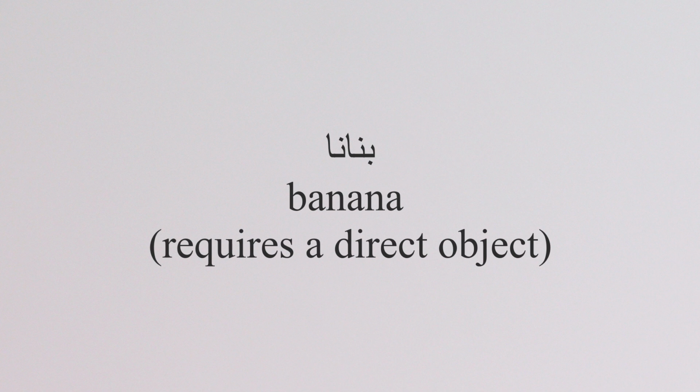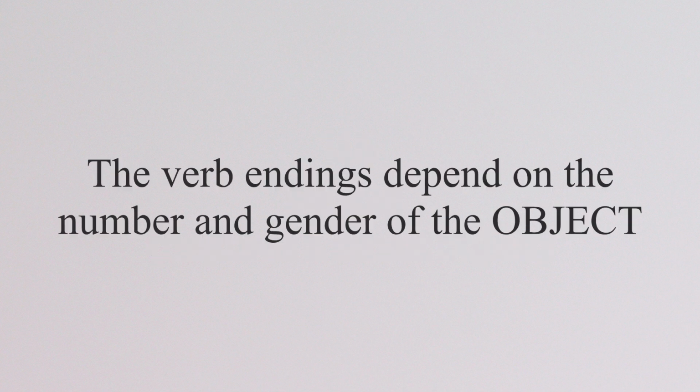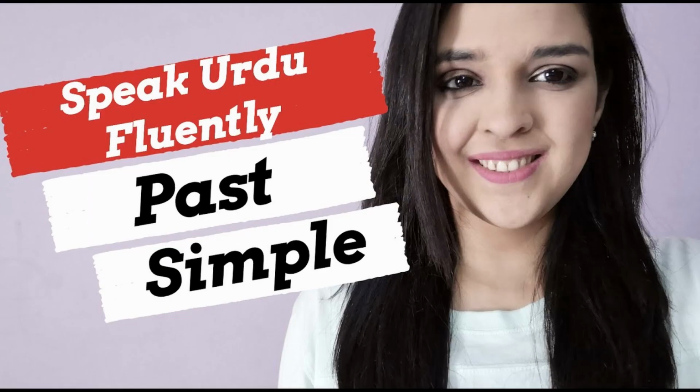And in this, the verb endings don't really depend on the subject. The verb endings will depend on the gender and number of the object. So this is quite different from the other tenses, right? In other tenses, for example, the future, present continuous, present simple, the verb is depending on the number and gender of the subject. In the past simple tense, the verb endings are declining according to the object. To have a more detailed understanding, you can visit this video or this video.